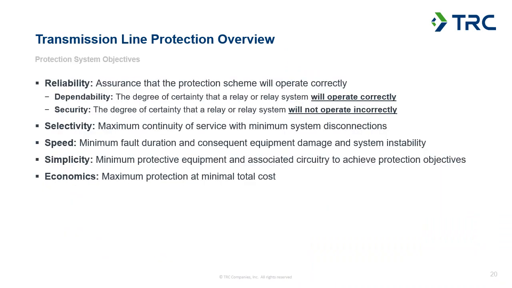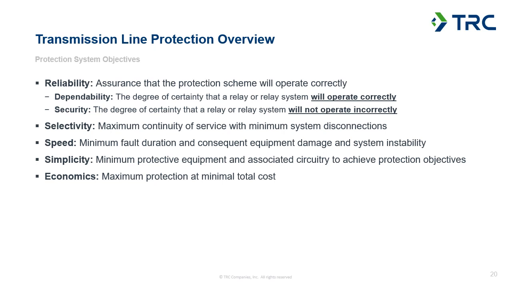So some of the protection system objectives that we really want to look at on every protection scheme we apply, but certainly something we're going to talk a lot about in the transmission line protection module, are listed here. So really when you look at any protection problem, you should be able to break them down into these components and consider how changes in one aspect impact others. So the first one we're going to talk about is reliability, and that's the assurance that your protection scheme is going to operate correctly. Now, that can really be broken into two parts.